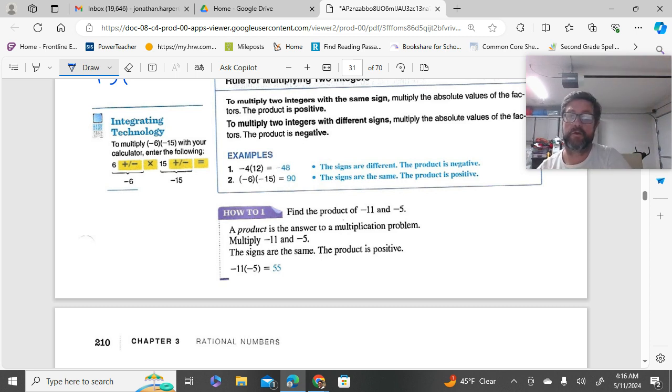And they show that on the examples, actually the bottom one. So the top one is negative 4 times 12, which is right there. It's negative 48. And negative 6 times negative 15 is a positive 90. If either of those numbers hadn't been a negative, it would have been negative 90.